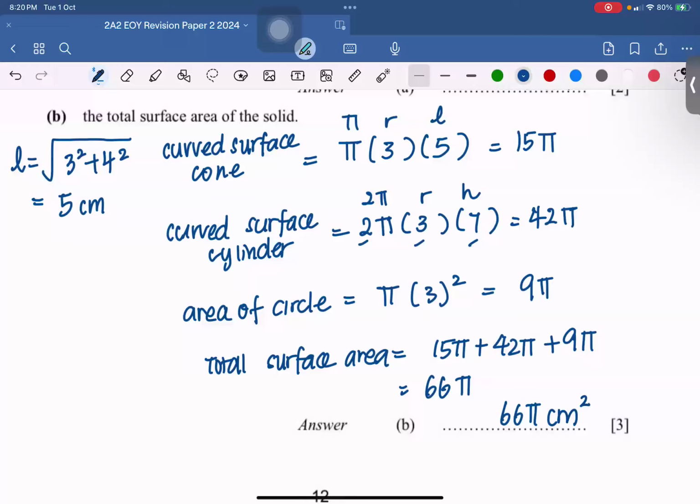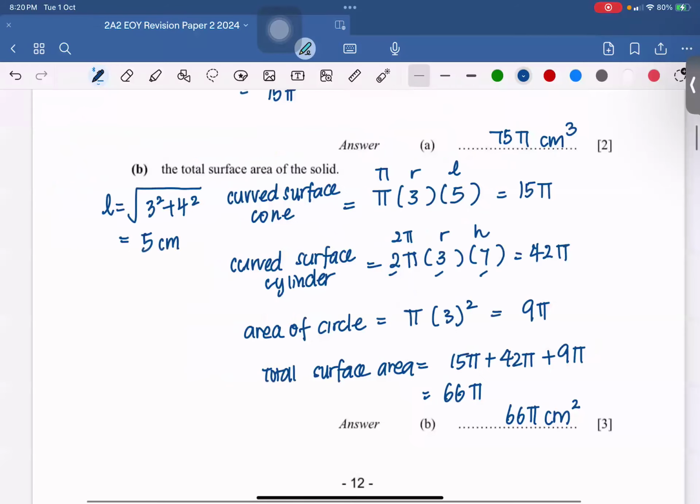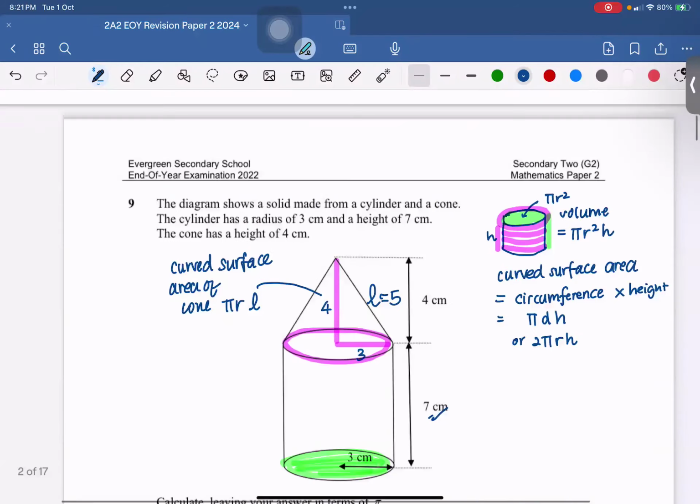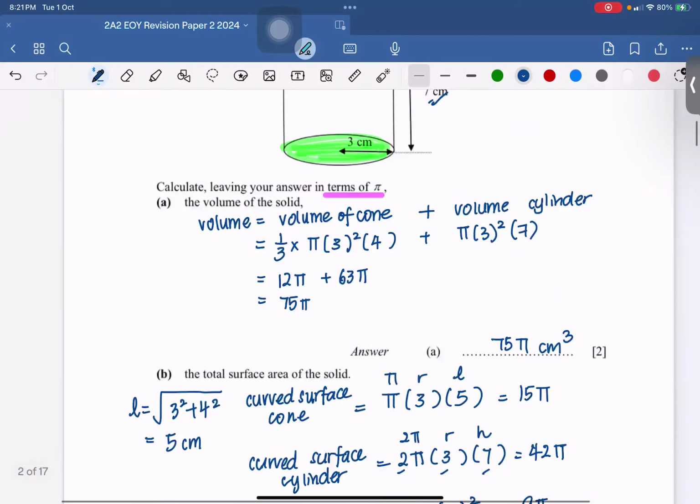Okay, so just take note for this question. This one is 2022 Paper 2, question number 9.